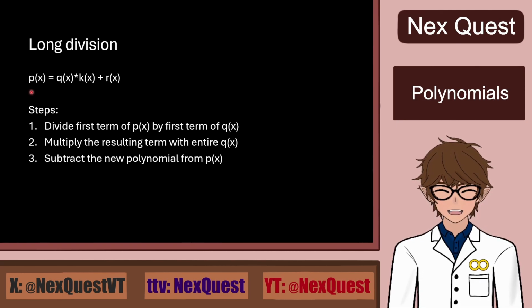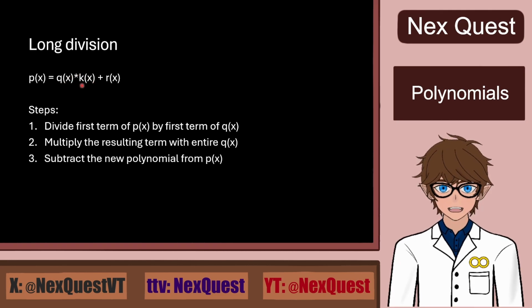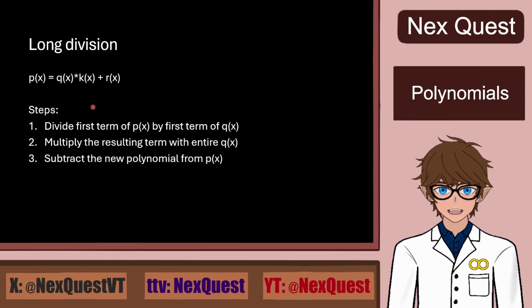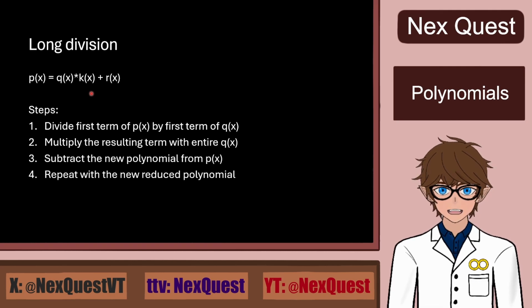But that does give us the remainder. We can keep dividing that, which is recommended, of course, as that builds up our k of x much more accurately, while making the remainder much smaller. Actually, I have an example later, so I'm not gonna get off topic too fast.